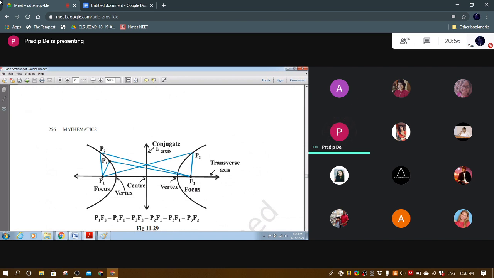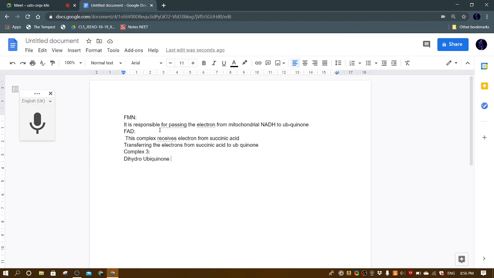These two branches may look like a pair of parabolas, but they are actually not. They are not parabolas. So you can see there are two lines of symmetry.